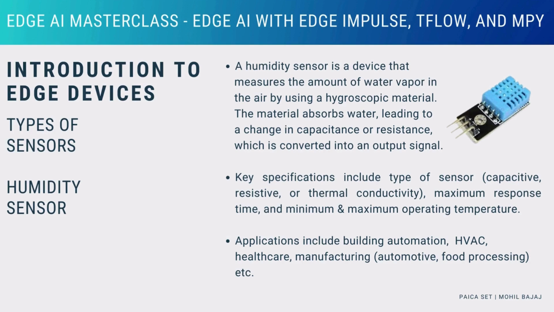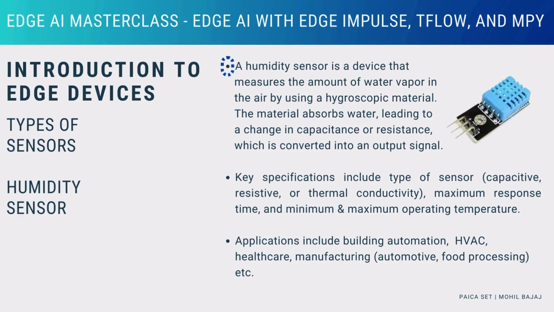As you can see on your screen, this is what a typical humidity sensor looks like. A humidity sensor is a device that detects the amount of water vapor in the air, also known as humidity. These sensors are vital in various applications, which we'll touch upon in a moment. So, how does this sensor work?